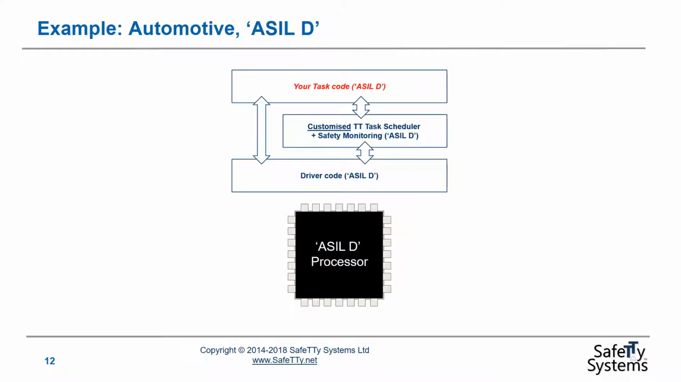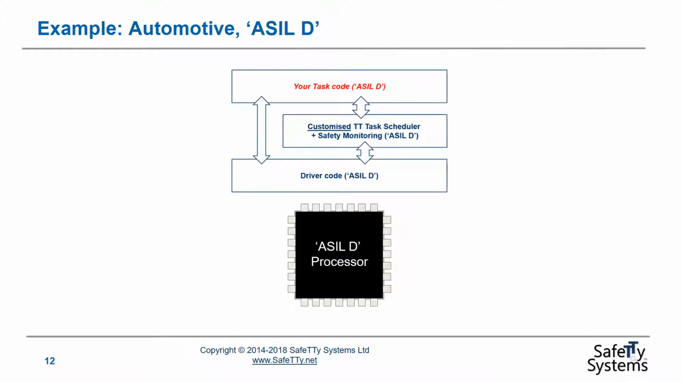So this is a simple example. Suppose we're developing an automotive application on a single processor that's qualified at ASIL D level. We will provide you with driver code and a customized TT task scheduler with comprehensive safety monitoring, and the job of your team fundamentally would be to generate a comparatively small number of tasks that are needed to meet the specific requirements of your application. And when your team is developing this task code, we would provide support as much as is required or as little as required during that development process.